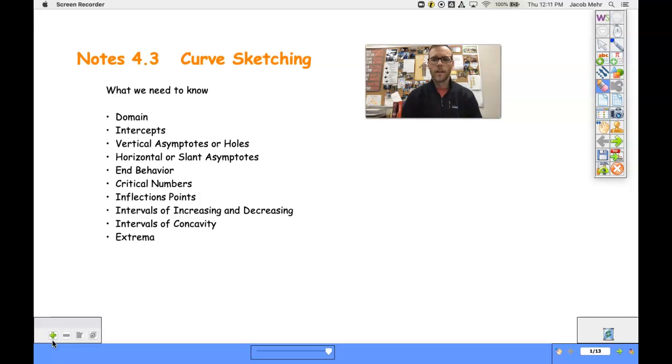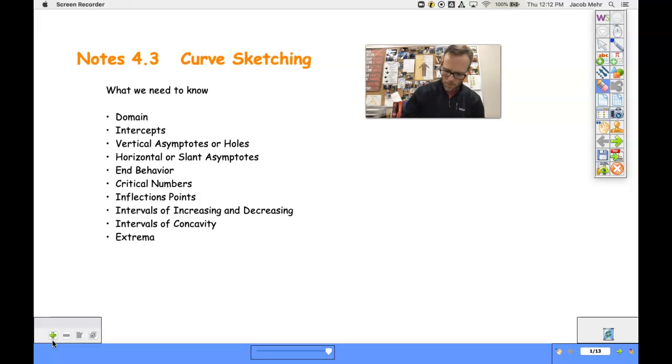We're going to start working on putting everything together. And those two topics, rationals and polynomials, are going to be mostly the functions that I'm going to ask you to graph. But now we know a lot more, and this is going to be good.